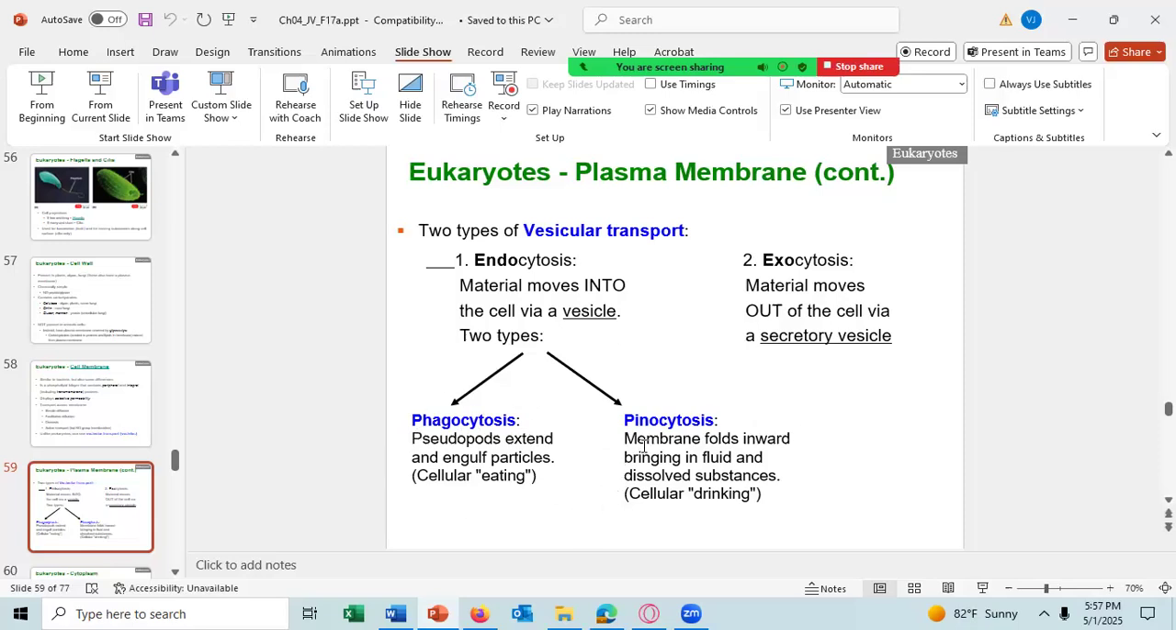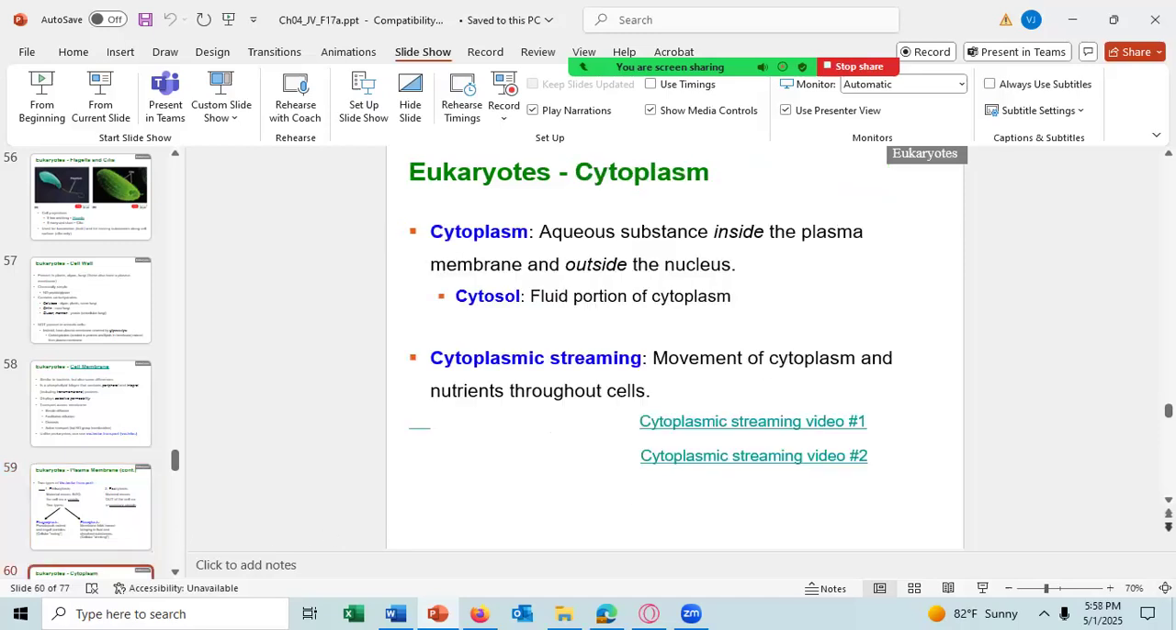Pinocytosis is where the membrane invaginates, the molecules being like receptor proteins on the cell membrane. Once the ligand binds to the receptor, this can cause pinocytosis to happen, where the membrane starts unfolding in on itself.